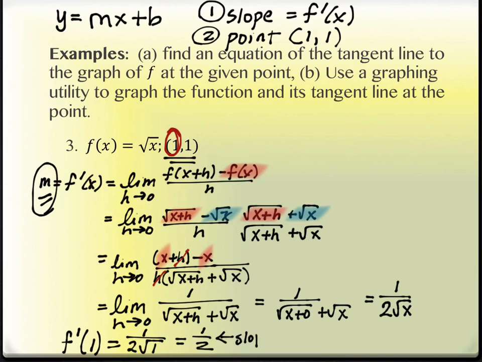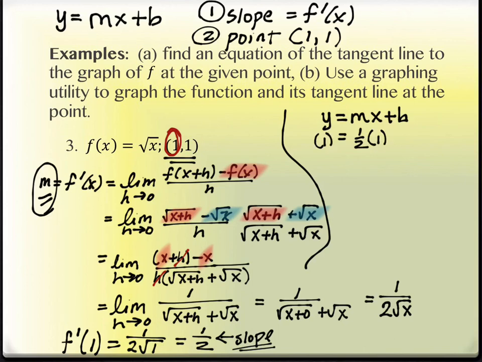This is my slope. So I have a slope of 1/2. I have an x value of 1. I have a y value of 1. I should be able to find b. Agree? 1 is equal to 1/2 plus b. What's b? It's 1/2. B is 1/2.